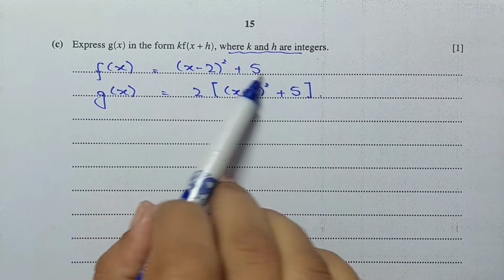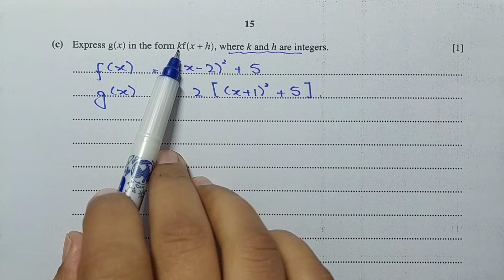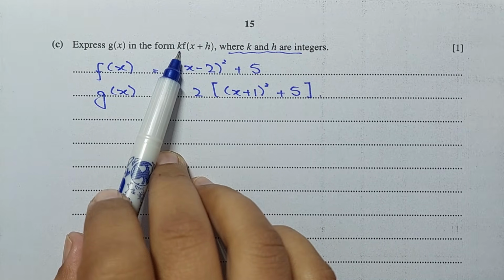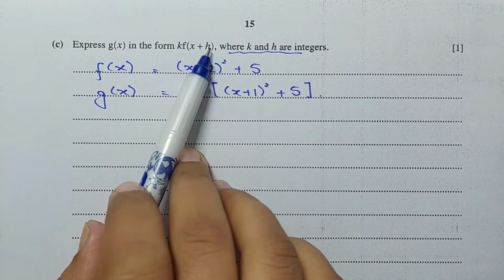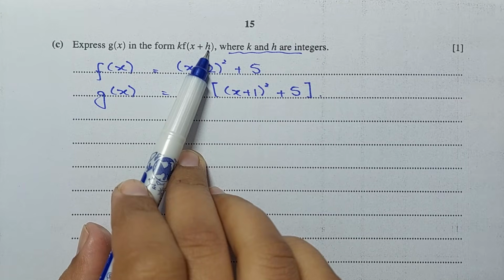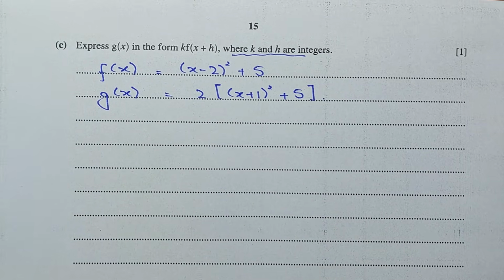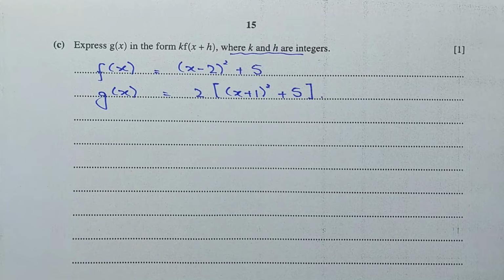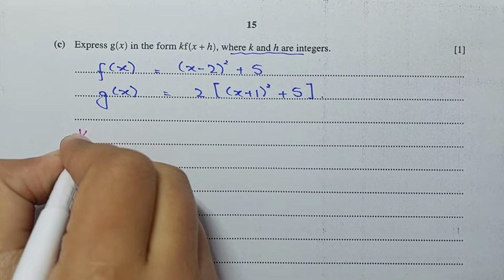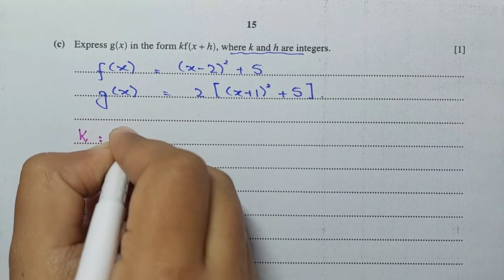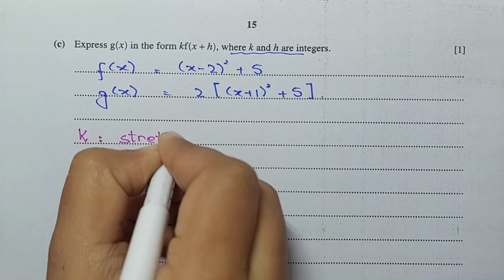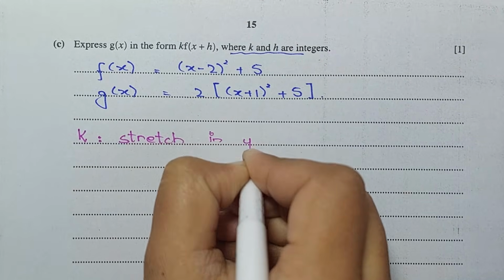Okay, so this is a function f. So the first transformation, this k is the stretch in y direction. And this is a horizontal translation, left. All right, so you can say the k is basically the stretch in y direction.